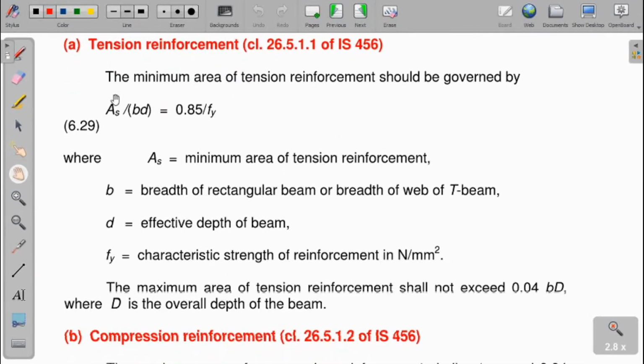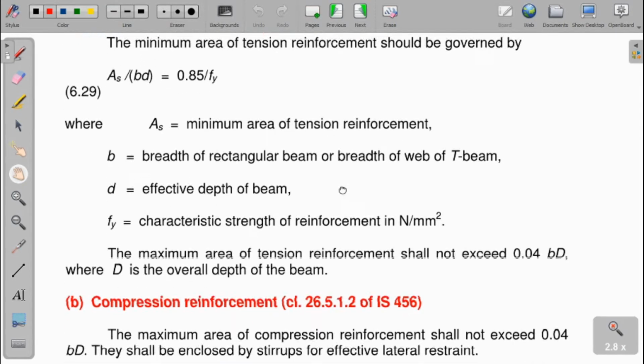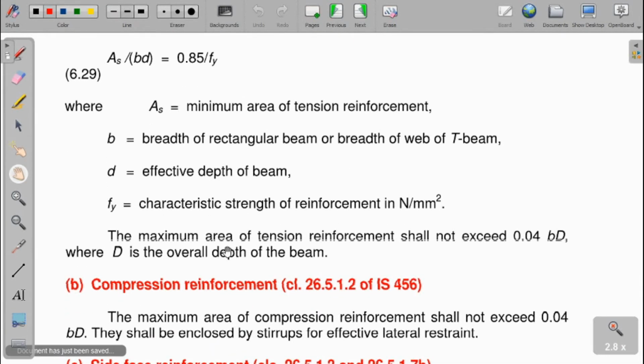What is that criteria? AS by BD equal to 0.85 by Fy. You have to check that the tension reinforcement we are providing here satisfies the minimum reinforcement criteria, as well as the maximum tension reinforcement criteria. And what is that? It should not be more than 4% of the cross section area, that is 0.04 BD. Fine. So this is one thing that we have to check.